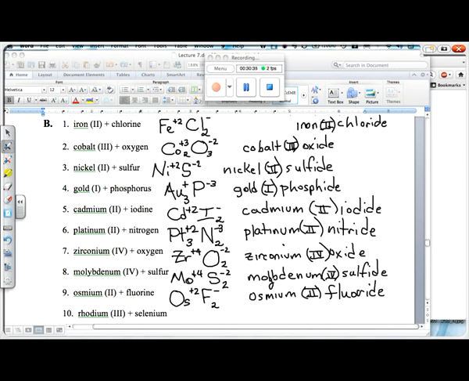Okay, one last one, rhodium, Rh, with a +3. Selenium, nonmetal, group 6, gains 2. So I need a 2 over here to make it 6 and a 3 here to make it 6. So this is rhodium 3 selenide. I'm going to run out of room. Right, group B done.